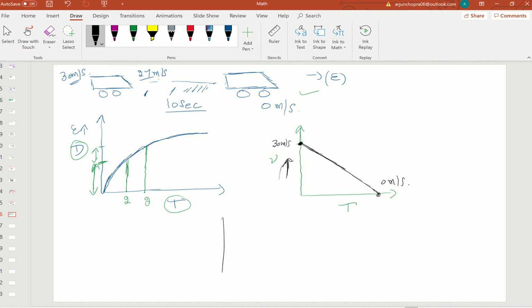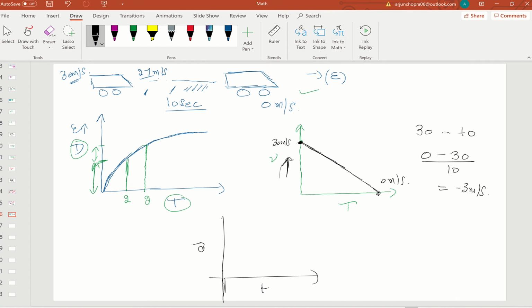And now I wanted to draw it on the acceleration time graph. The velocity changed from 30 to 0. So final is 0 and initial was 30. So 0 minus 30, and the time elapsed is 10 seconds. So the value will be negative 3 meters per second. If this is negative, the acceleration graph will be drawn on the other side. So this will be the acceleration. Again, this is an average acceleration. So the graph will look like this, because this value comes out to be negative, and that's also understandable.